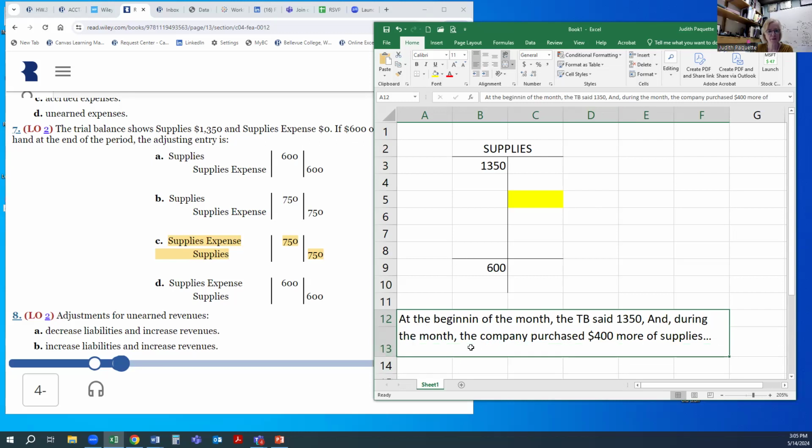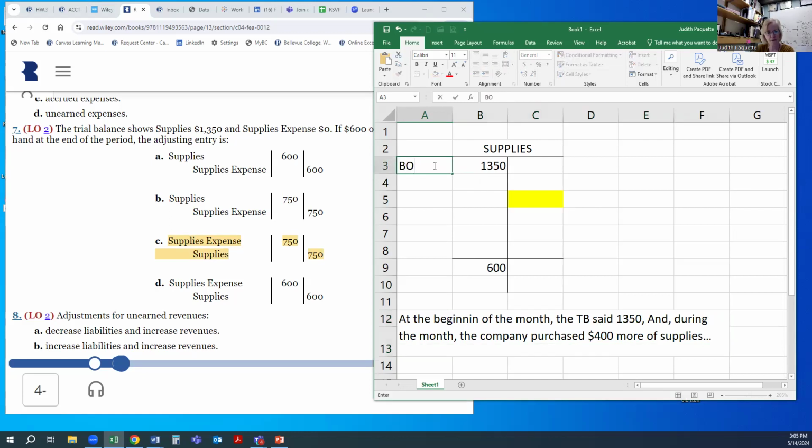So at the beginning of the month, the trial balance. So let's write it out. Beginning of the month, 1350. And during the month, the company purchased 400 more of supplies. What would you do with the purchases? Debit or credit if they bought more supplies? Debit. Okay. And now at the end of the month, they counted 600. What would your adjusting journal entry be?